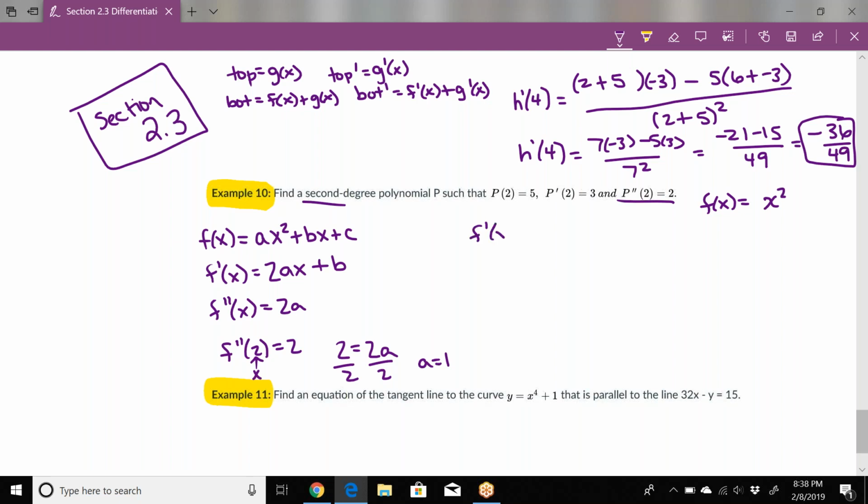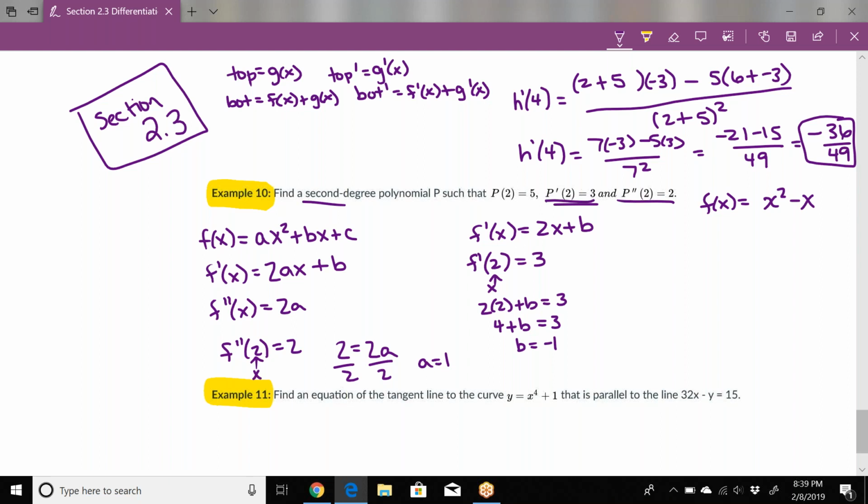So f prime of x, 2 times 1 would just be 2x plus b. Now we're going to use this equation. So f prime, and I guess we should have called it p, but I'm going with f. So f prime of 2 is equal to 3. Now this time, again, we are plugging in 2 for x, so we do have something we can plug in here. So 2 times 2 plus b should equal 3. So that's 4 plus b equals 3, or b equals -1. So now we know our second coefficient in front of x.